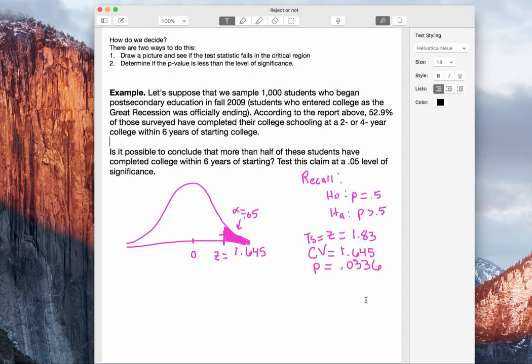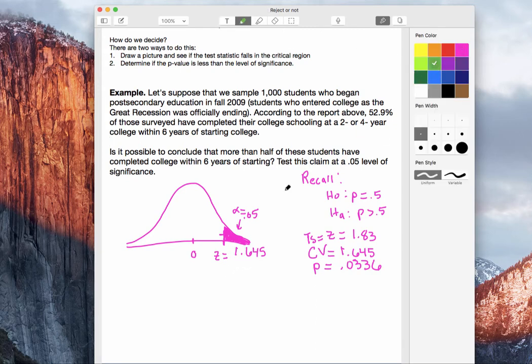So when we decide if we should reject our null hypothesis or not, I'm going to go back to a picture. There are 2 ways to do this. The first is to look at the critical values. So 1.645 was our critical value. And we're going to compare this against our test statistic because these are both z-scores. They're analogous. 1.83 is a little bit further to the right. And from that critical value video, we learned that if we fall in the tail, in this rejection region, we will then reject H naught.